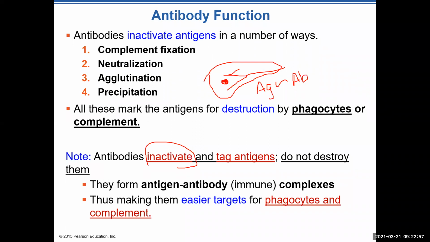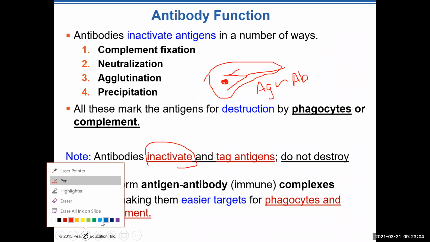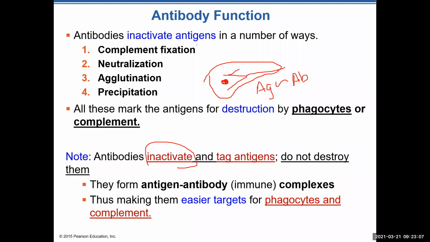Antibody cannot kill this microorganism, but then what will it do? These complexes will become easier targets for the phagocyte. And the phagocyte will come from here. It will start engulfing this whole thing. But the antibody simply inactivated it. It simply marked it for destruction, saying that you're going to die now. But then it's the phagocyte, or maybe the T cell, or maybe the complements, which can actually kill that particular microorganism.